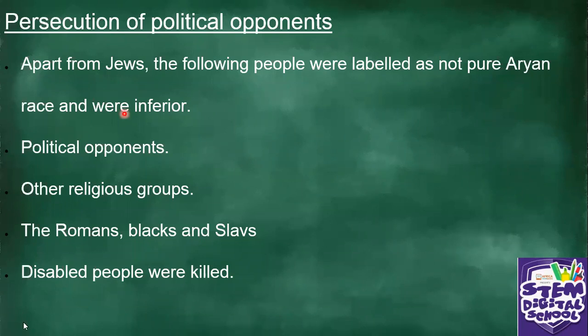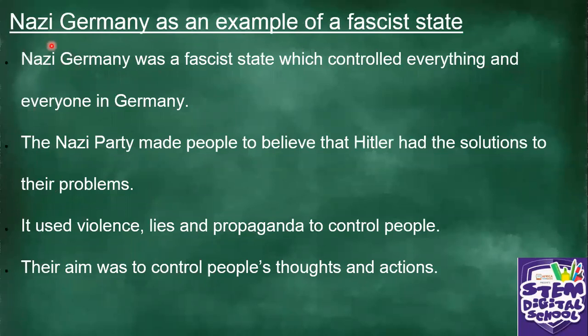And then what happened? And then we look at Nazi Germany as an example of a fascist state. What is fascism? Or what is a fascist state? Does anyone know? So you understand when you go further, okay? Nazi Germany was a fascist state which controlled everything and everyone in Germany. So fascist is the opposite of democracy. What happens in a democratic country? It is opposite to what happens in a fascist state. Let me see your answer.